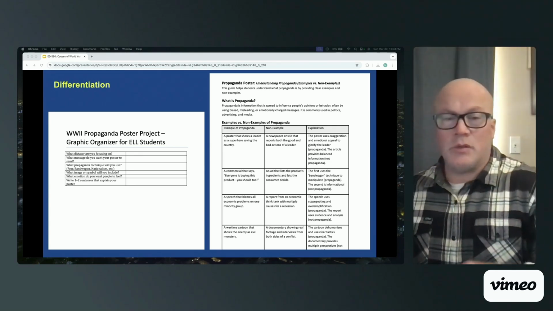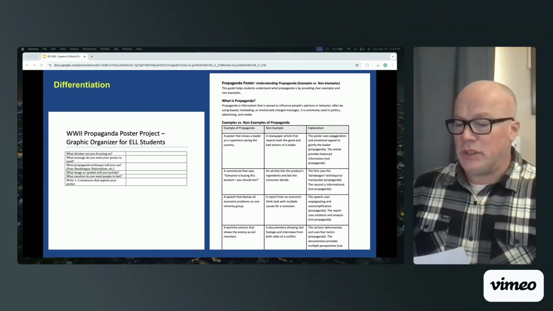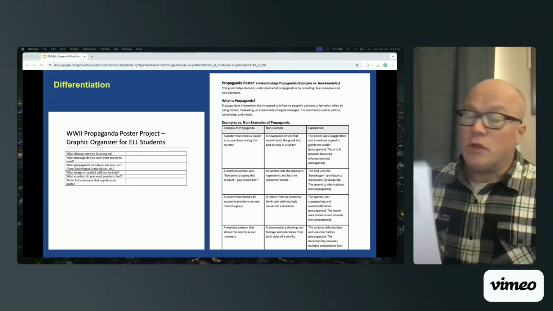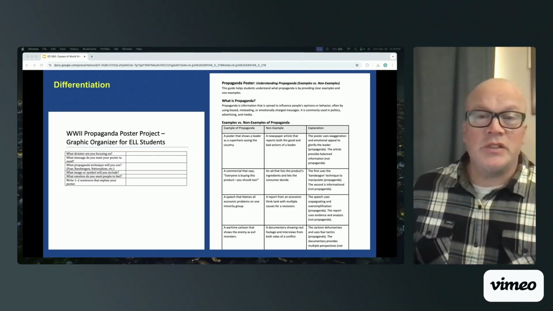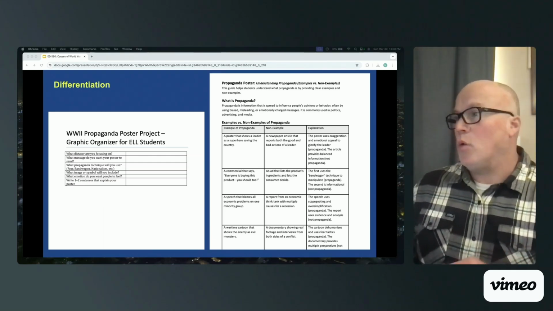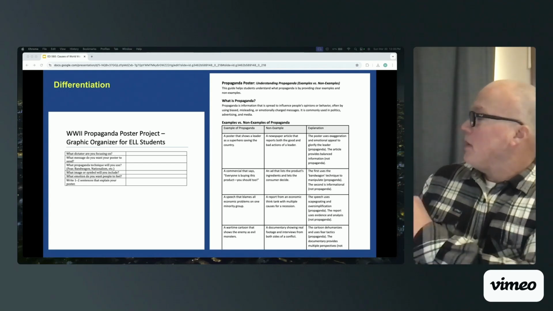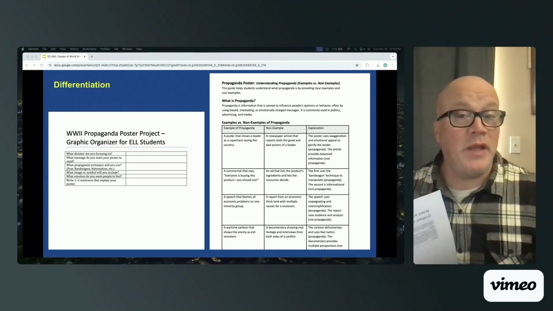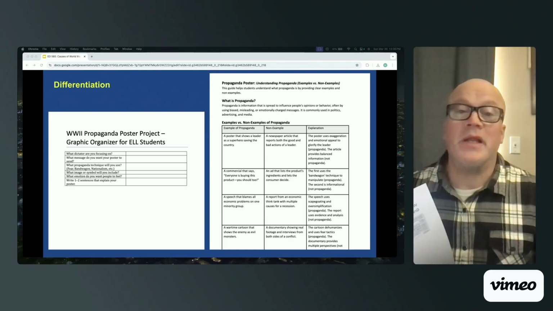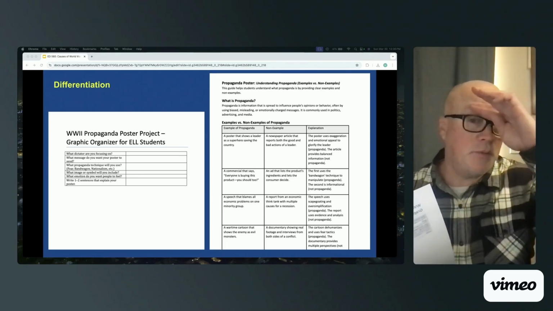But let's also go over this second sheet here. So this sheet will help you actually kind of plan out your poster. It has questions to kind of help you think and organize your ideas. All right. So what dictator are you focusing on? So that means, are you making a poster about Hitler? Are you making a poster about Mussolini? Or are you making a poster about Tojo?